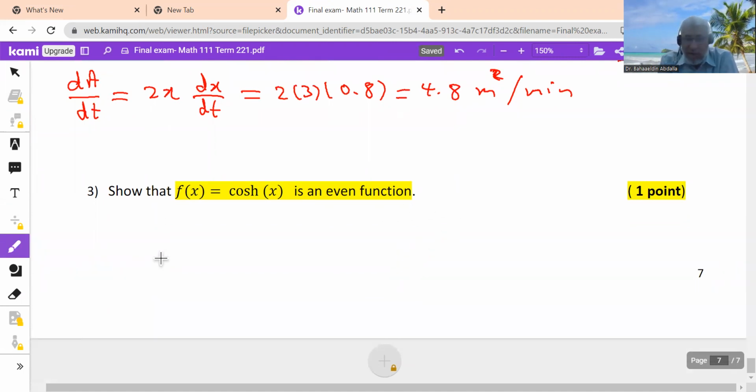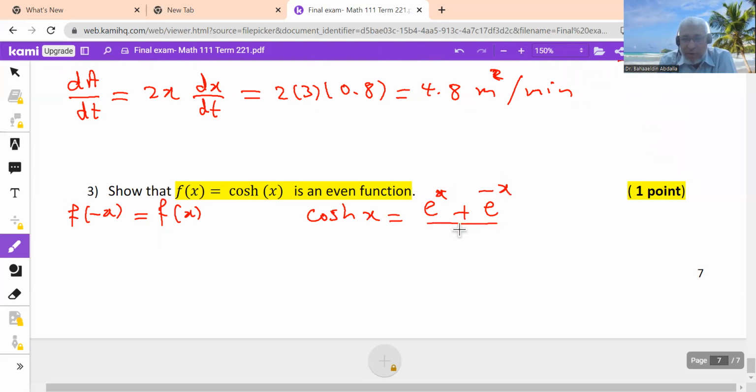Show that this function is an even function. Well, the definition of an even function is that f of negative x is equal to f of x. And cosh x, the hyperbolic cosine, I know that the definition is e to the power x plus e to the power negative x over 2. So let me find f of negative x.